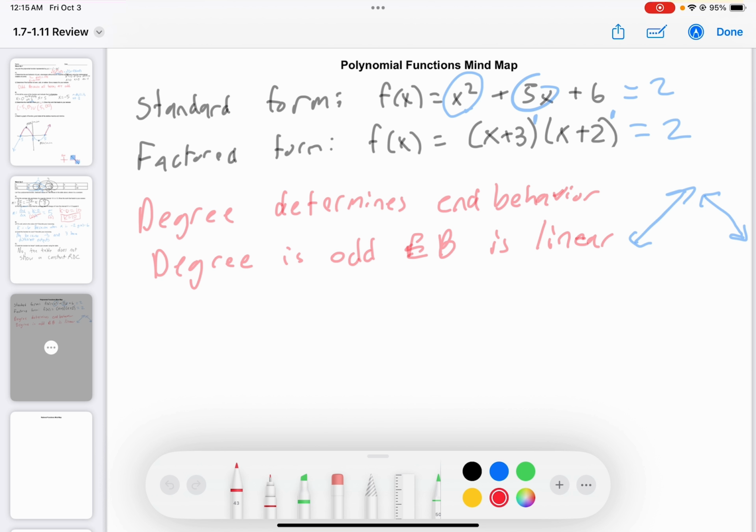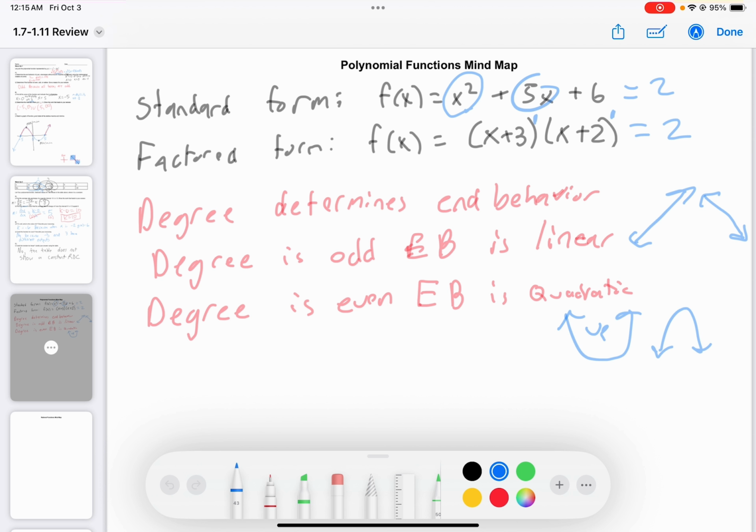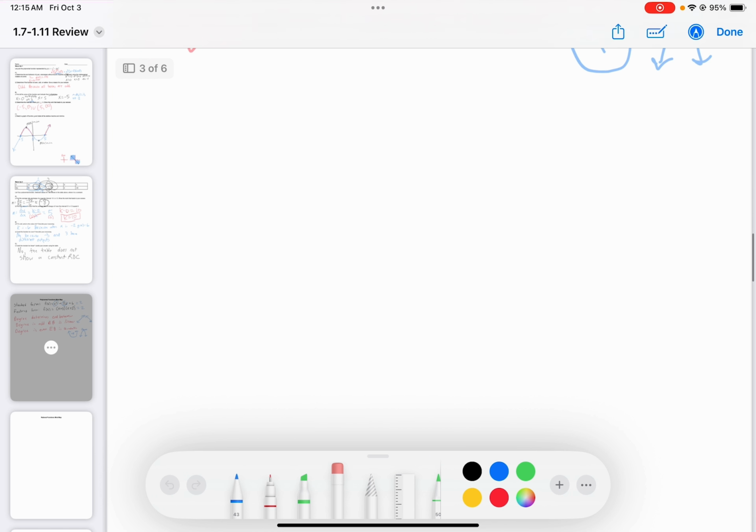If the degree is even, the end behavior is quadratic. So if we have a positive leading coefficient, it'll open up. If we have a negative leading coefficient, it'll open down. Okay? All right, let's keep talking a little bit.